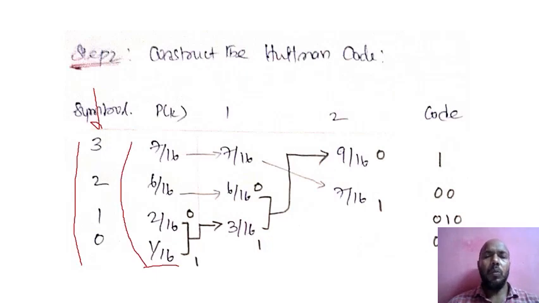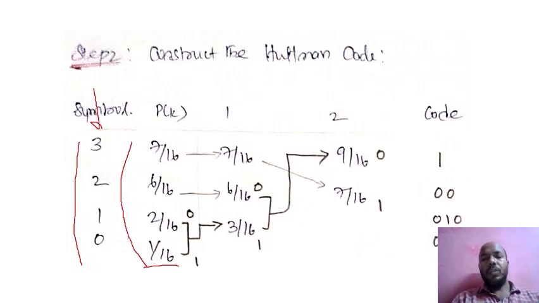Okay, now what is the step? Second step is we have to take the last two symbols' probability values and add them. The last ones are 1 by 16 and 2 by 16. So I assign the binary value 0 to the 2 by 16 and 1 to the 1 by 16. Now I add these two, and the result is 3 by 16.